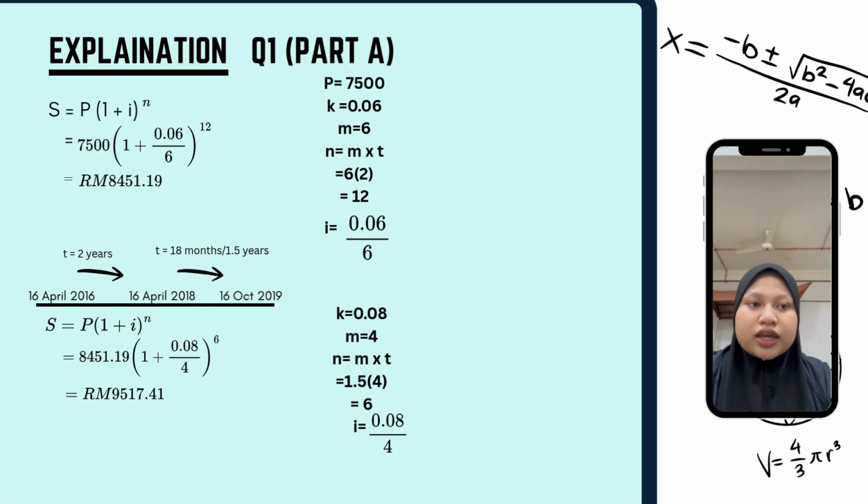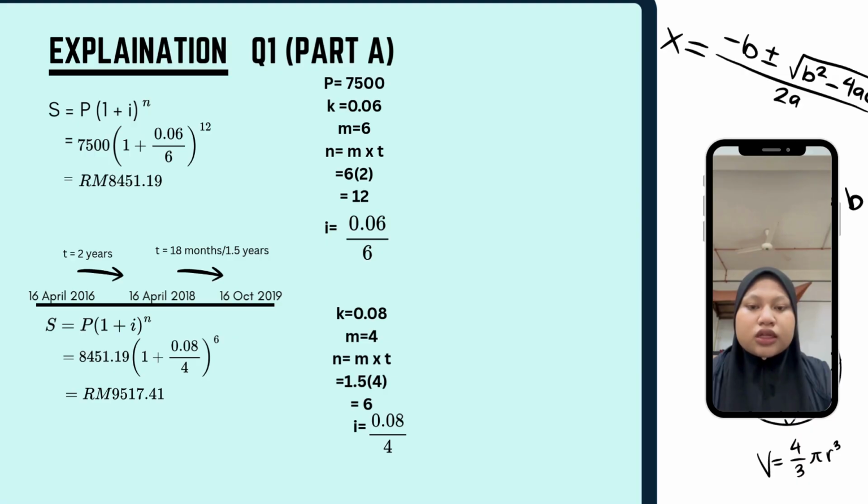So we move to the question where you want to find the amount accumulated on 16 October 2019, given that the rate was changed to 8%, compounded quarterly, beginning 16 April 2018. So we need to find the time duration from 16 April 2018 to 16 October 2019. Between that, we get 1.5 years.